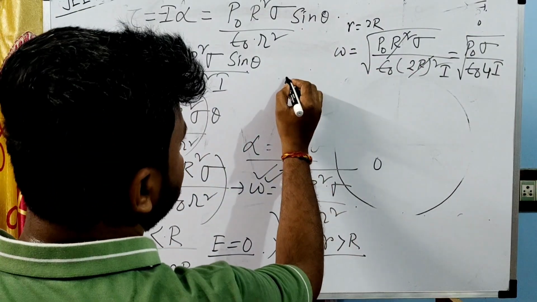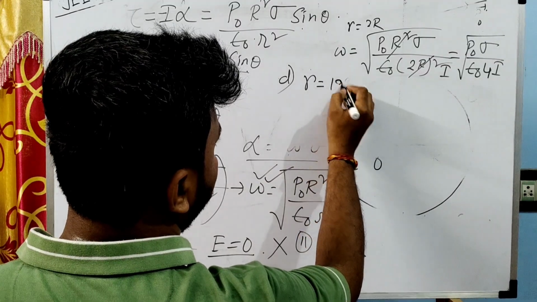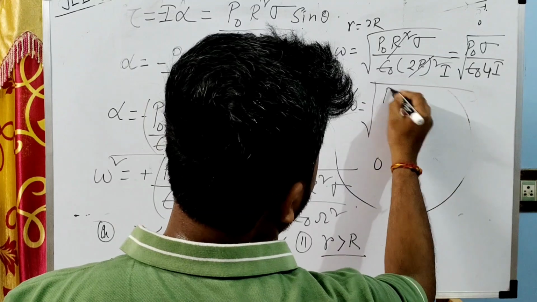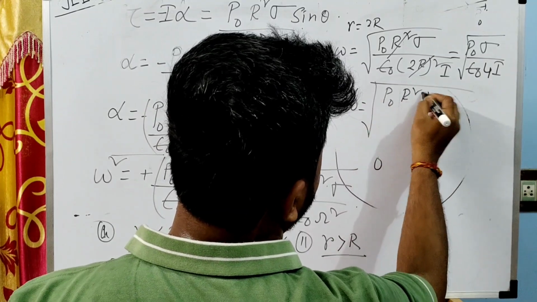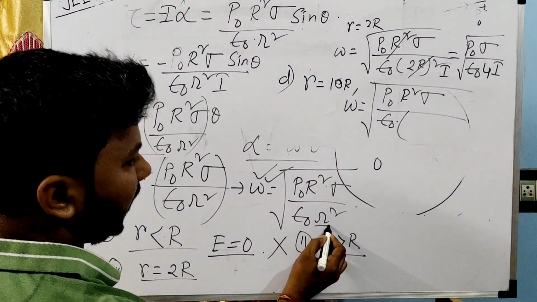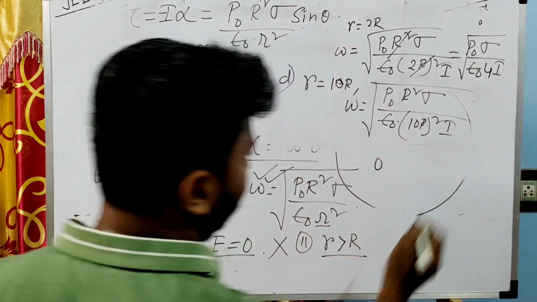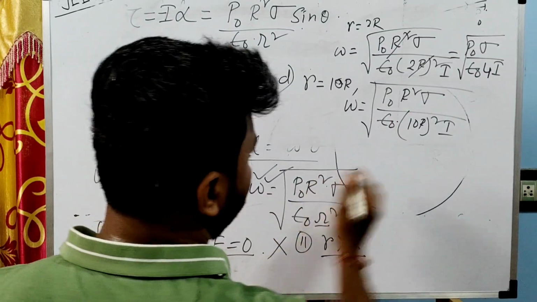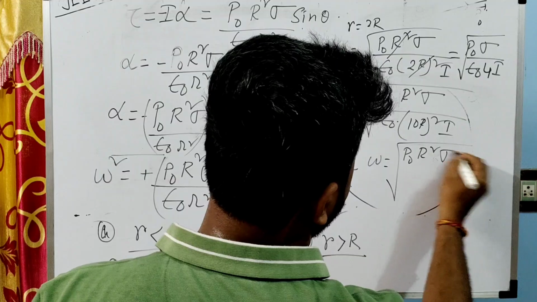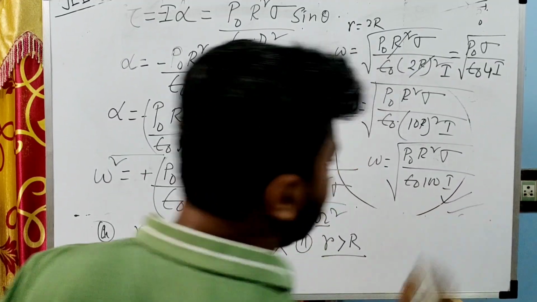Now option number 4, or D. If r is equal to 10R, then omega is the square root of P naught R square sigma by epsilon naught into 10R whole square into I. So omega is P naught sigma by epsilon naught into 100 into I. So this is valid.